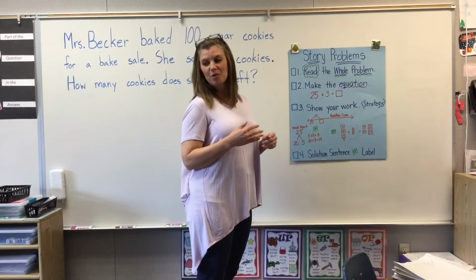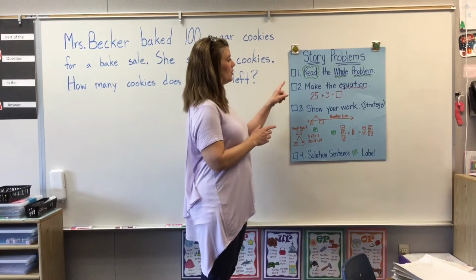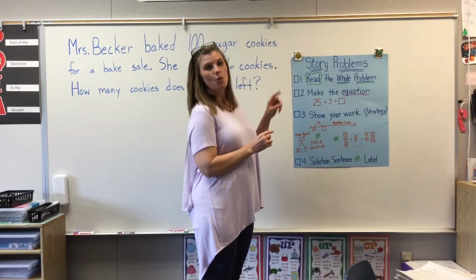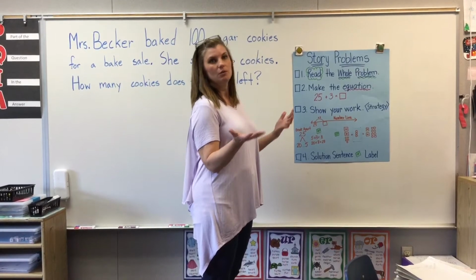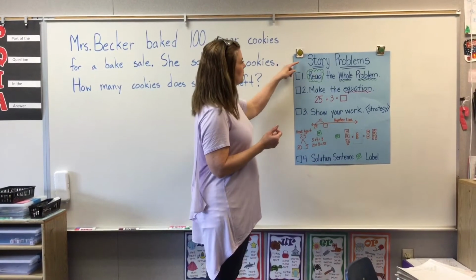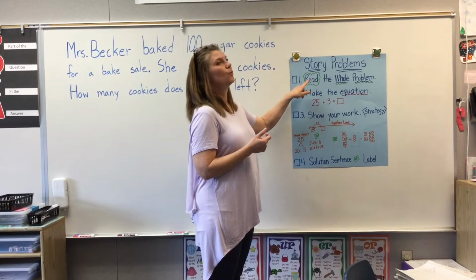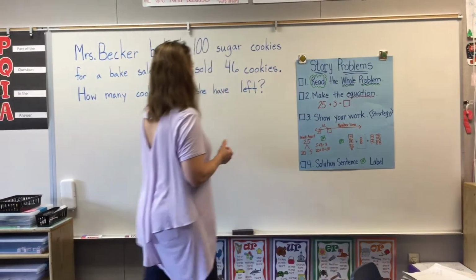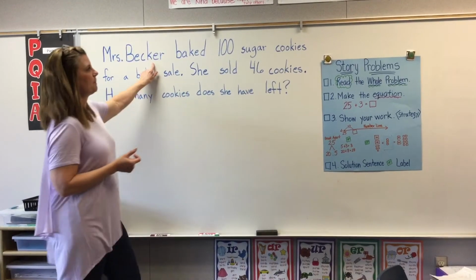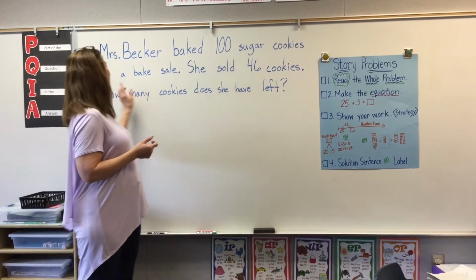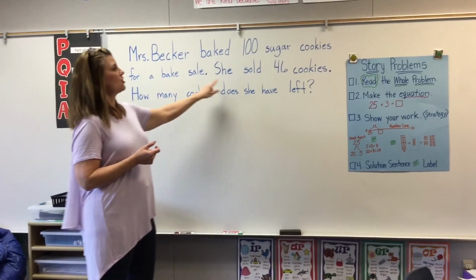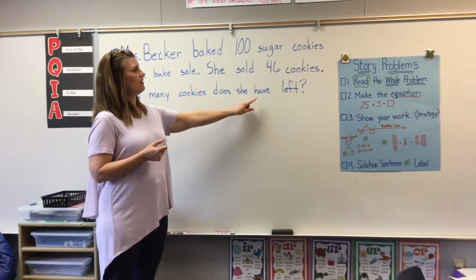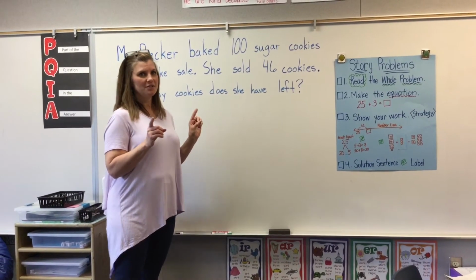Okay, so for your story problems this week, we're going to use this chart paper that tells us the steps of a story problem when you're choosing your tool to solve it. So for story problems, number 1, we read the whole problem. So we're going to read the whole problem. Mrs. Becker baked 100 sugar cookies for a bake sale. She sold 46 cookies. How many cookies does she have left? That leads us to step 2.